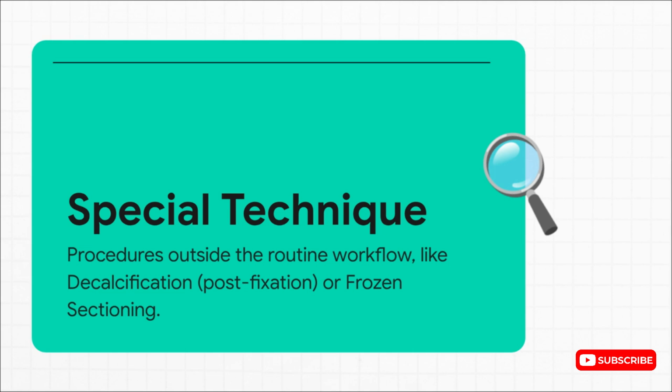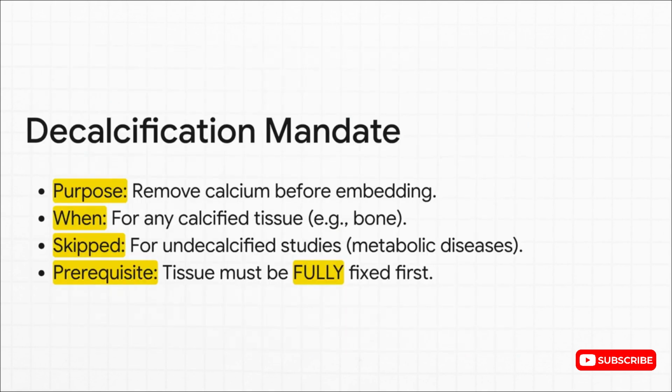Another big one is frozen sectioning. That's a whole different route you take when speed is everything, like when a surgeon is waiting for a rapid diagnosis. The whole point of decalcification is pretty simple. Get the calcium out so you can actually cut the tissue. This is obviously mandatory for bone, but also for any other tissues that have calcified for pathological reasons. Now, there are times you'd skip it, specifically for things like metabolic bone disease studies, where you actually need to see the calcium. Those cases are different. They require embedding in a hard plastic, not wax.